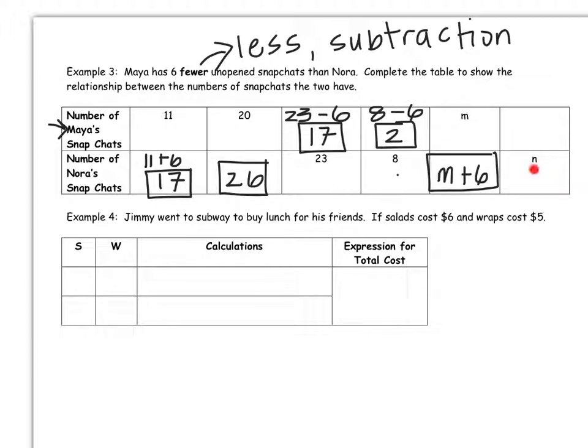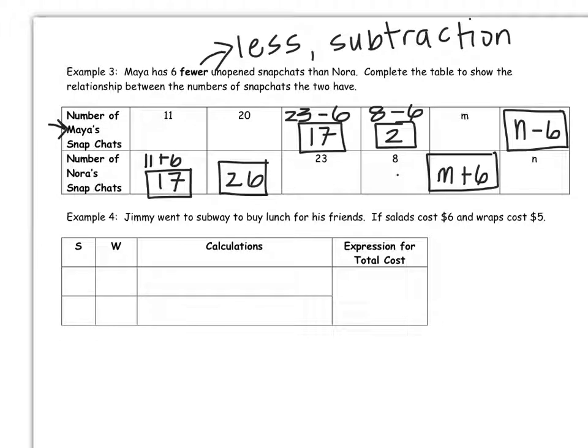The next one we're starting with Nora's. We don't know what N represents. It could be any number. And if Nora has N, I know Maya has to have less. How many less? 6 less. Whatever N is, minus 6.